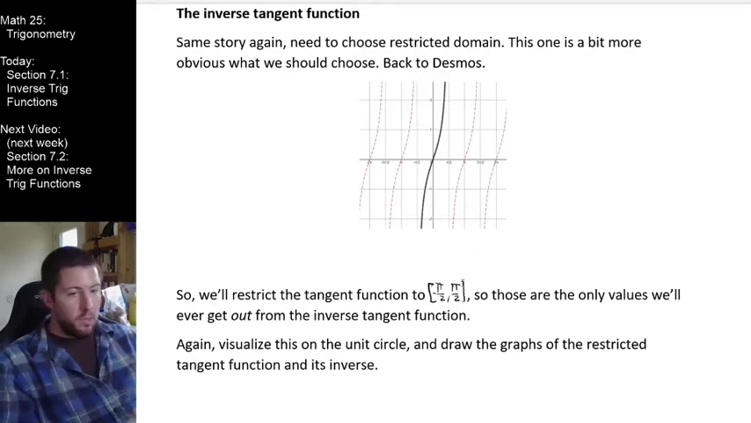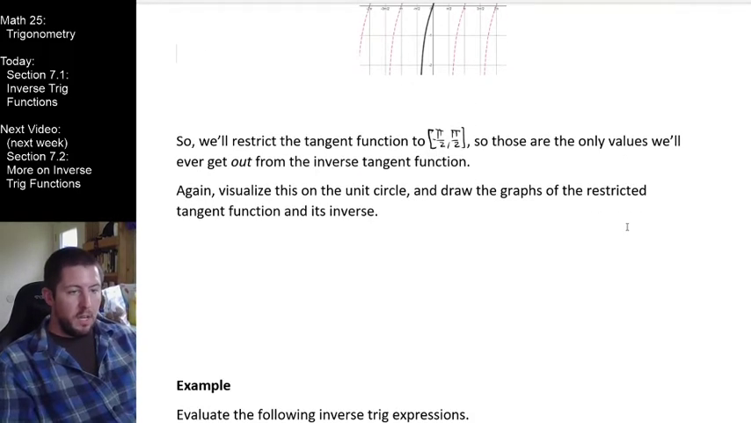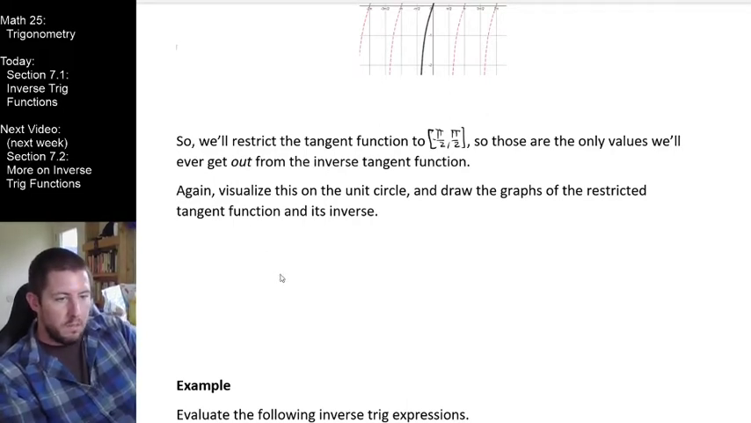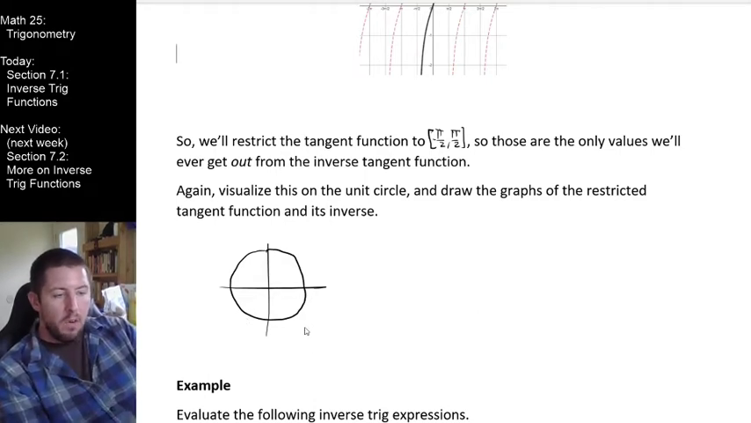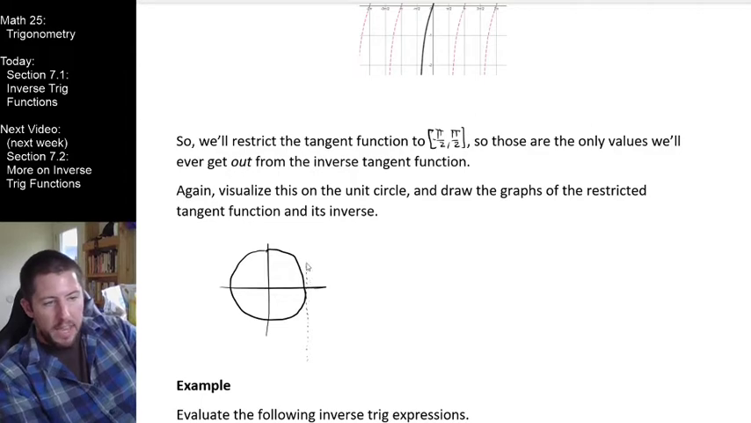So those are the only values we're ever going to get out from the inverse tangent function. Let's go ahead and look at this on the unit circle. And so over here are negative pi halves to pi halves. Now remember over here that the way we talked about visualizing the value of tangent on the unit circle was by saying what's the height of the stick that we would draw on this vertical line at x equals 1 if we were to open up some given amount of angle out here.